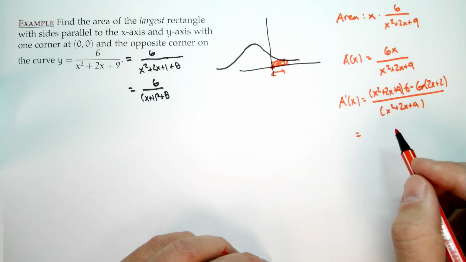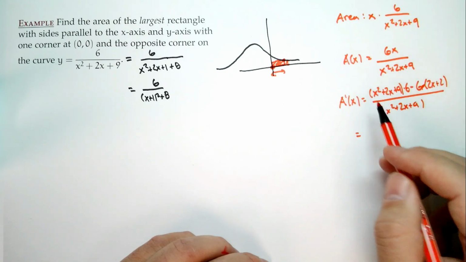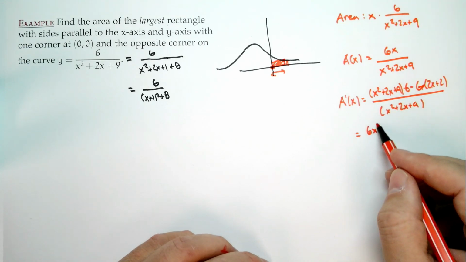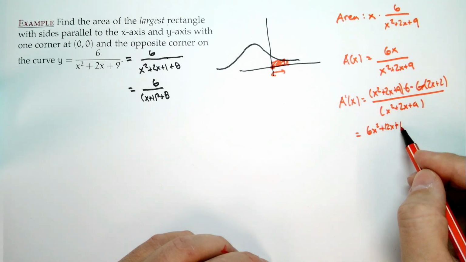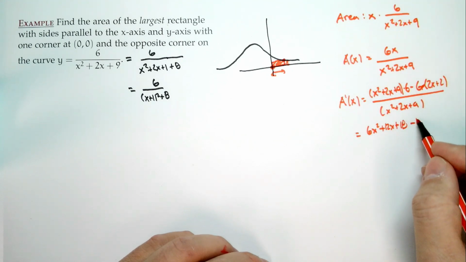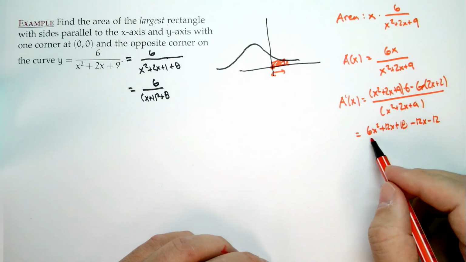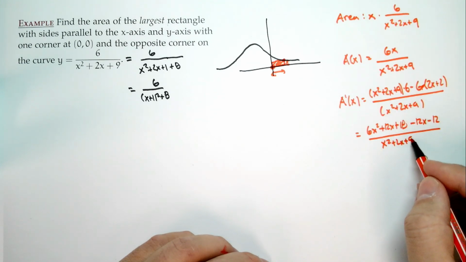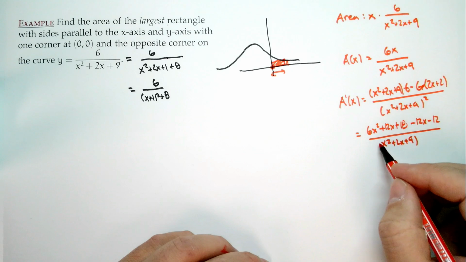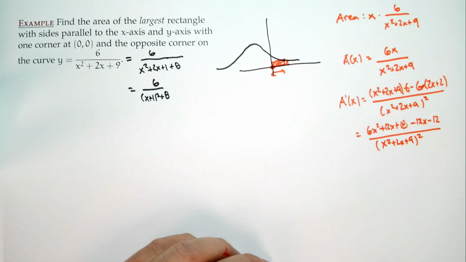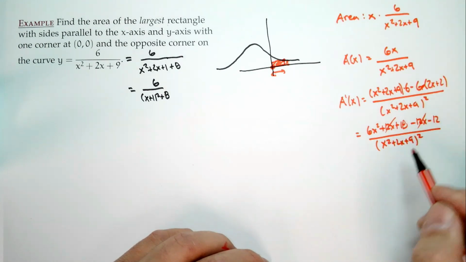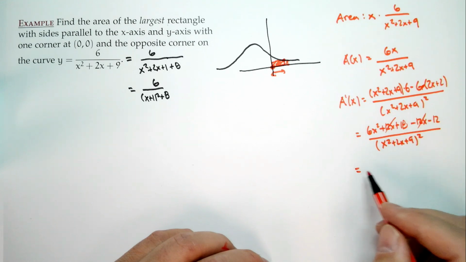If we multiply this out, we get 6x squared plus 12x plus 18 minus 12x minus 12, all over x squared plus 2x plus 9. Whoops, we forgot to square the denominator, but now we'll remember. Good. The 12x's cancel, which is nice. And what do we end up with?